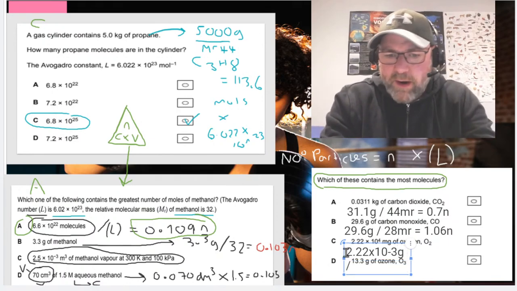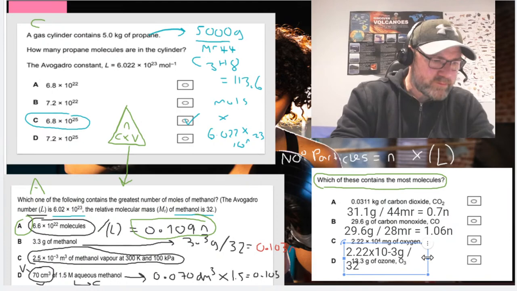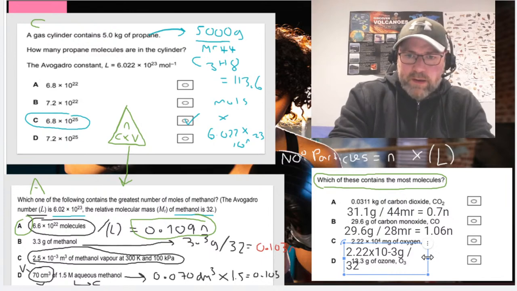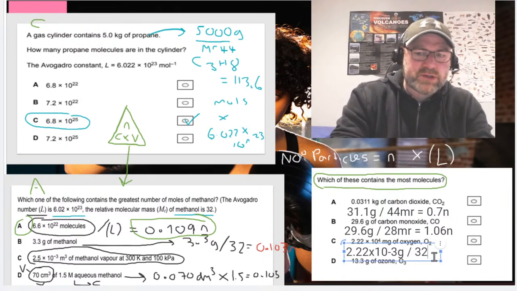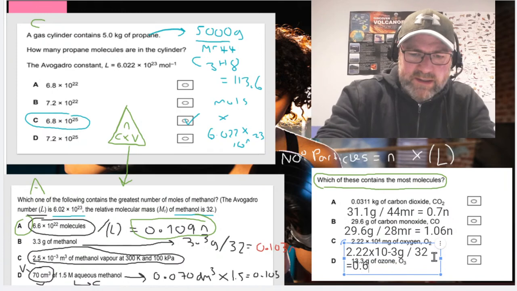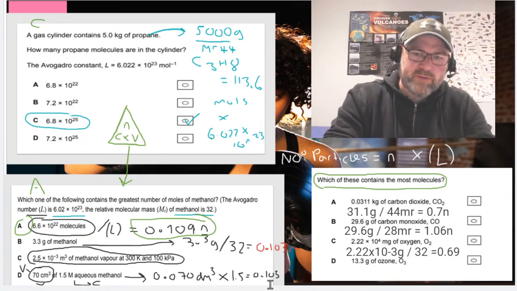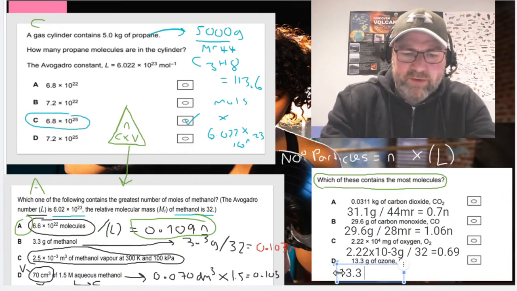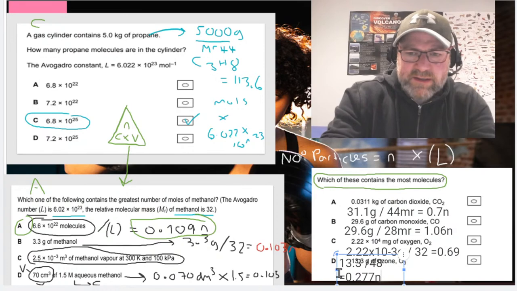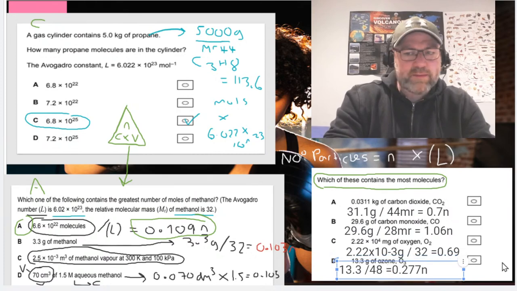So that is the grams. I'm then going to divide that by oxygen's Mr, which is 32. Yeah, well done, Karim. You worked it out quickly, and that's the kind of skills you need. You don't need to go through and work everything out. That's absolutely right. Yeah, that's 0.69. And then you can look at the Mr of ozone, and it's going to be 13.3 divided by 48. And that's going to be like 0.277 moles. So, yeah, you're on it. Yeah, less than one. Boom. And that's the skills you need.